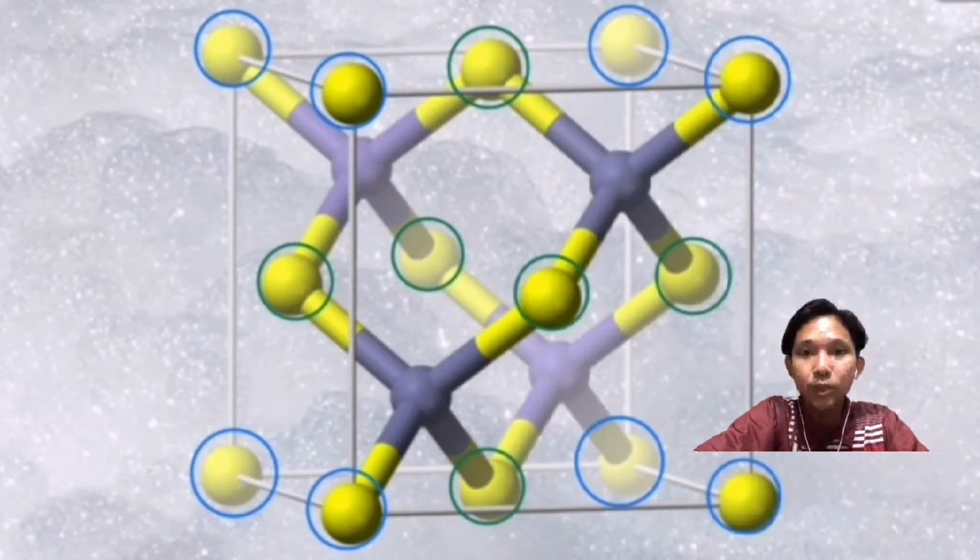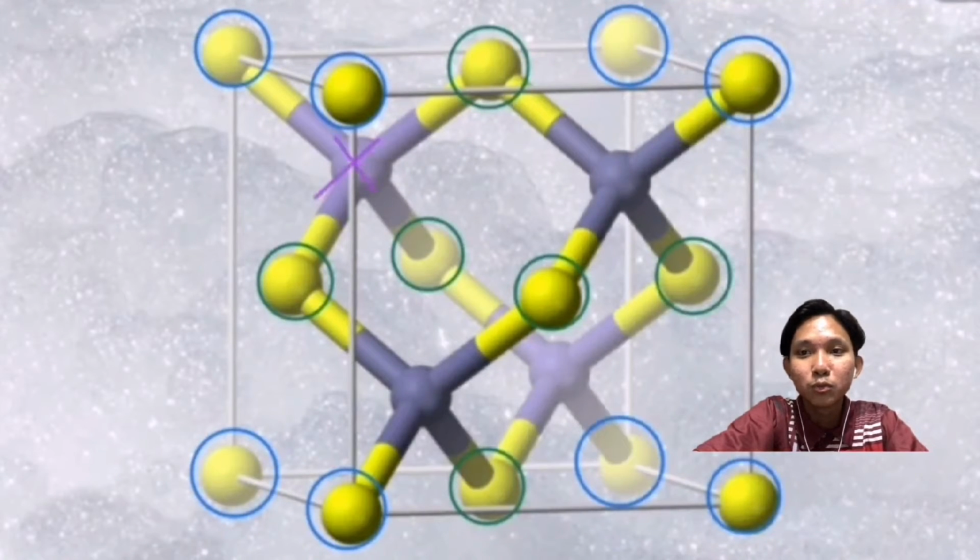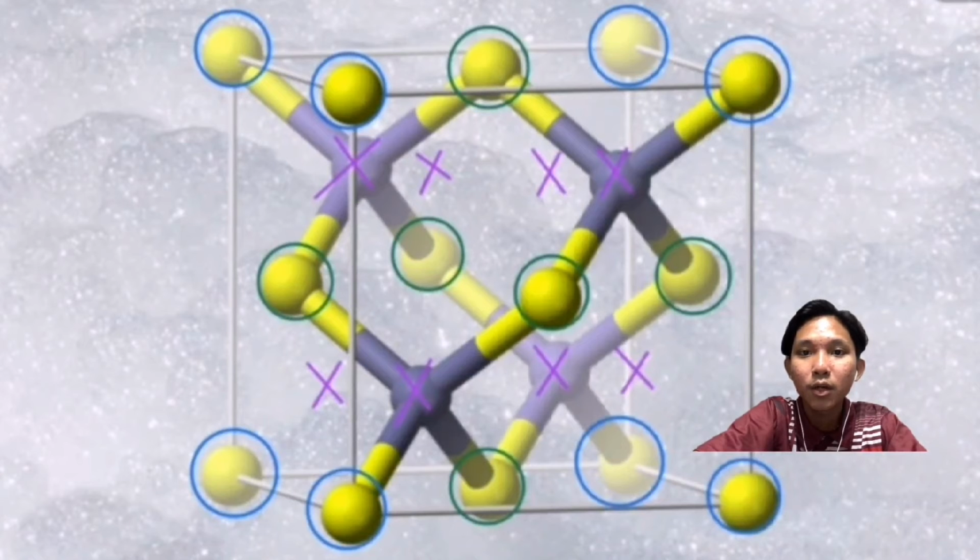So from the face-centered cubic of all this sulfur that I have shown just now, it actually contains 8 tetrahedral holes, which is at every 8 octants of the cube, which is here 1, 2, 3, 4, 5, 6, 7, and 8. However, as you can see, the zinc ion only occupies 4 out of these 8 holes, which is alternately to each other. So you can see there, the zinc ions are colored with purple.